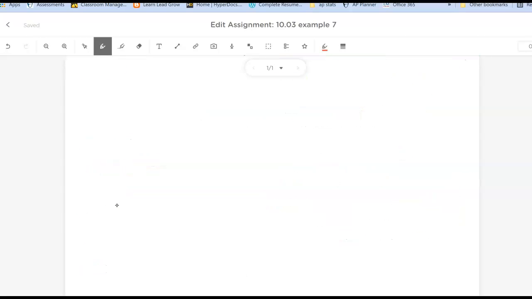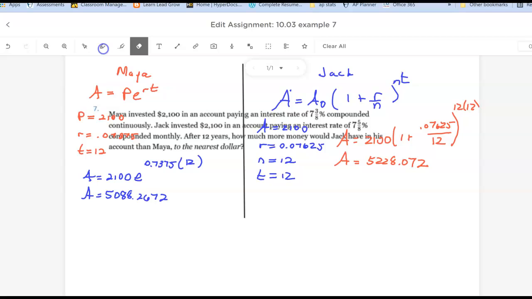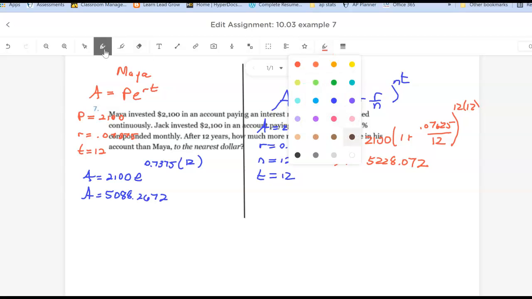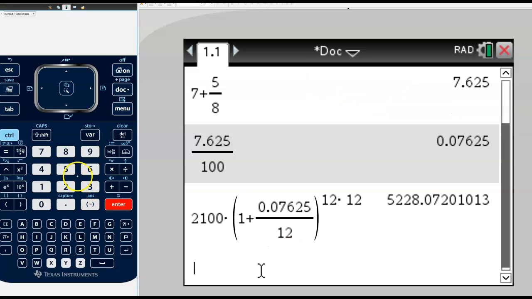So we're almost done with the problem. But the problem is asking us how much more money does Jack have compared to Maya. So you have to take the difference. So the difference is 5,228.072 minus 5,088.2672.